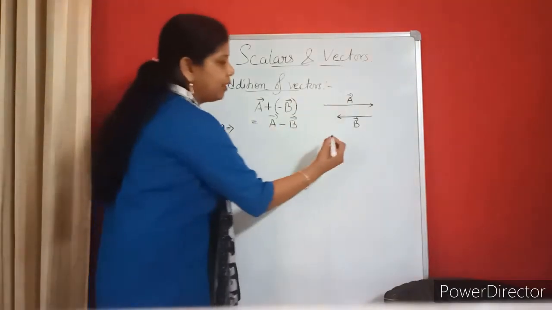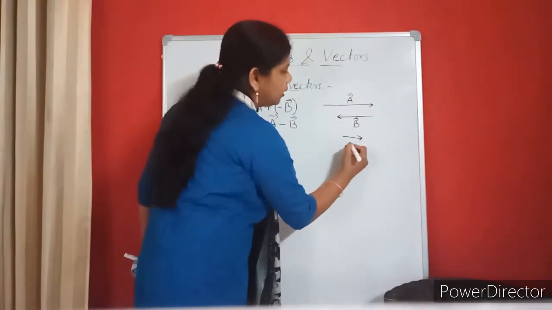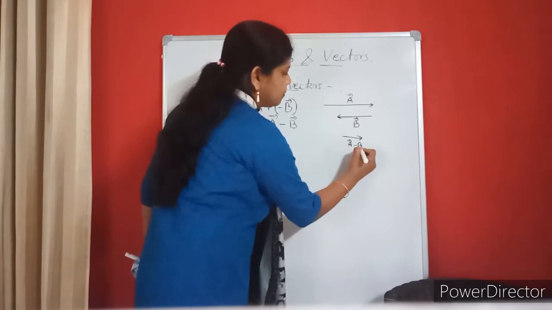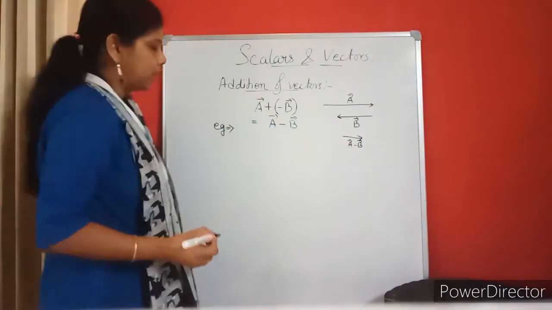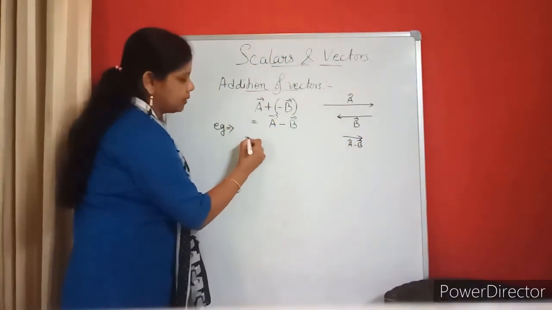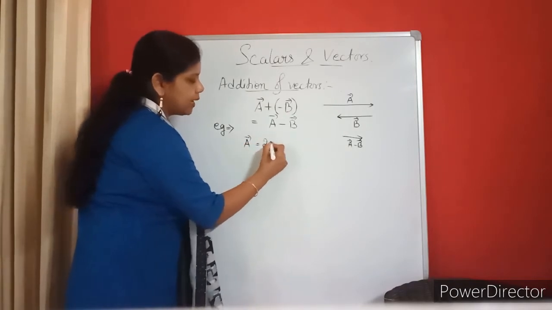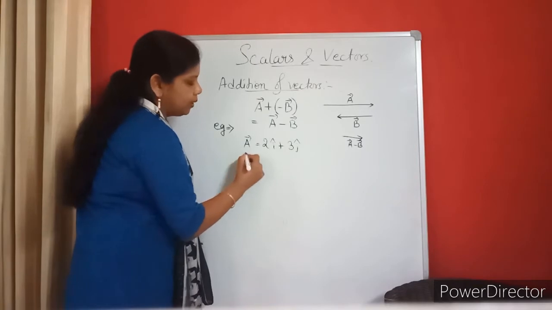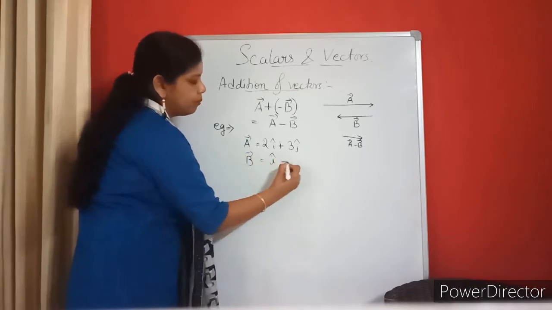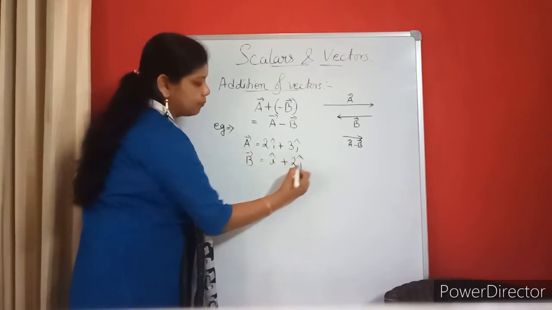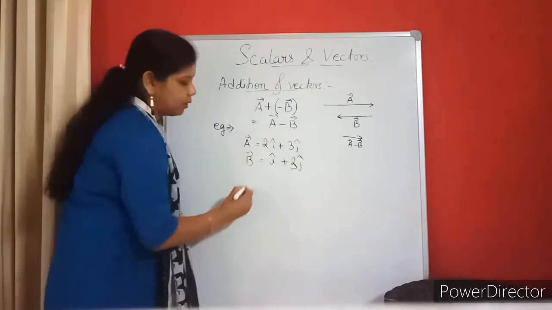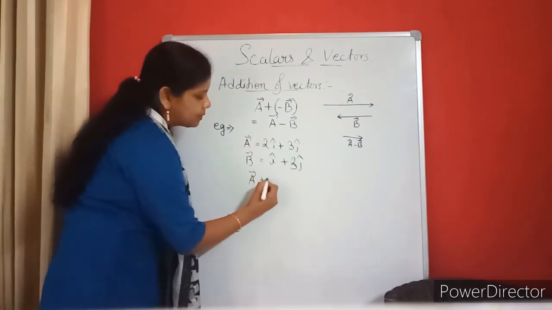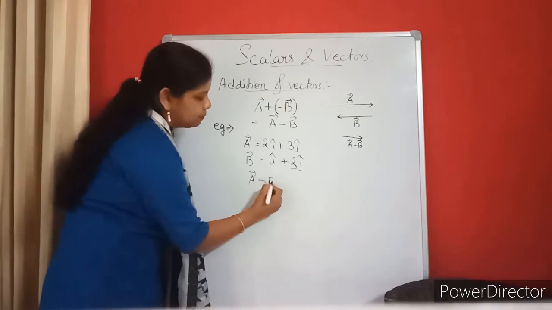So what will be my final answer? The final will be smaller, but A minus B will come. Let us represent A as A is equal to 2 i cap plus 3 j cap. I have written a smaller one. B is equal to i cap plus 2 j cap, or let me write 3 j cap. Then what will happen if I write A minus B?